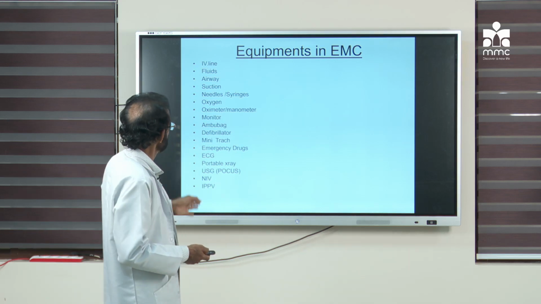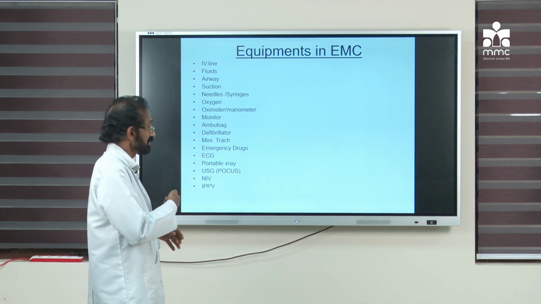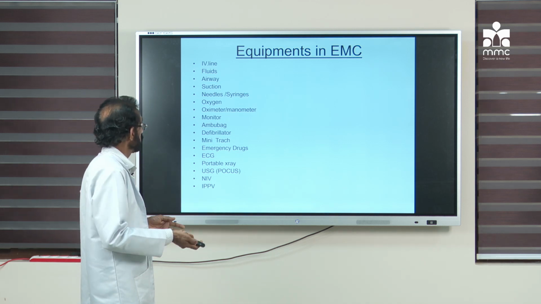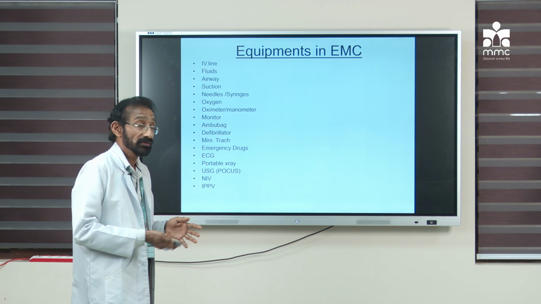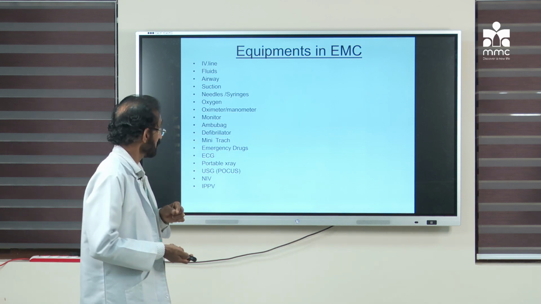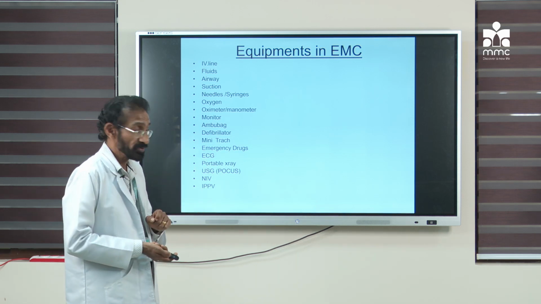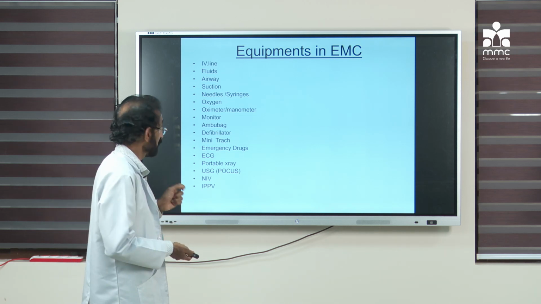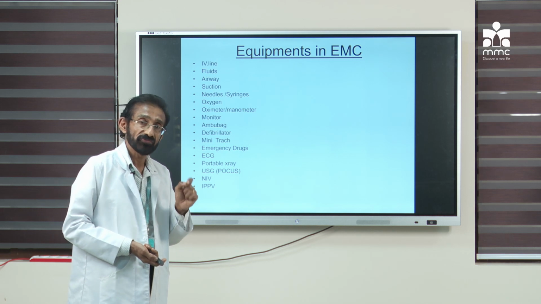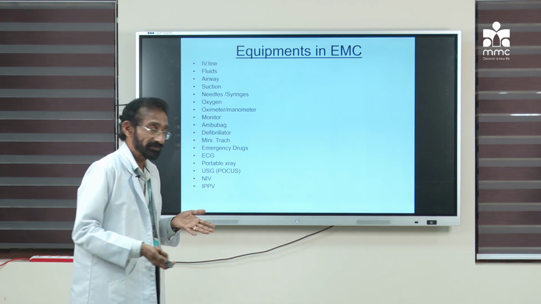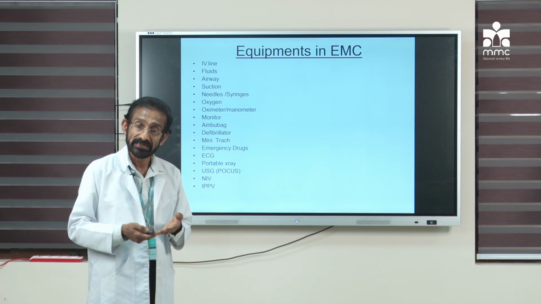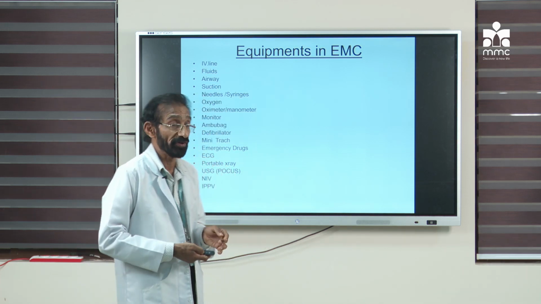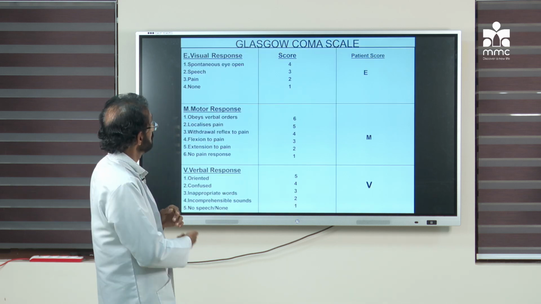So IV line, fluids, airway, suction, needles, syringes, oxygen, oximeters, manometers, monitors, ambu bag, defibrillators, mini track, all the emergency drugs, the ECG machine, the portable X-ray, the ultrasound, ultrasonography, or what is called POCUS, point of care ultrasound, a non-invasive ventilator, and the invasive adult or the pediatric ventilator. These are some of the equipment which should be available in any emergency department.